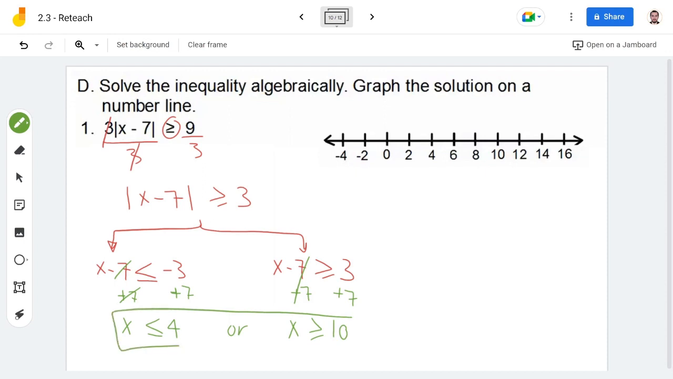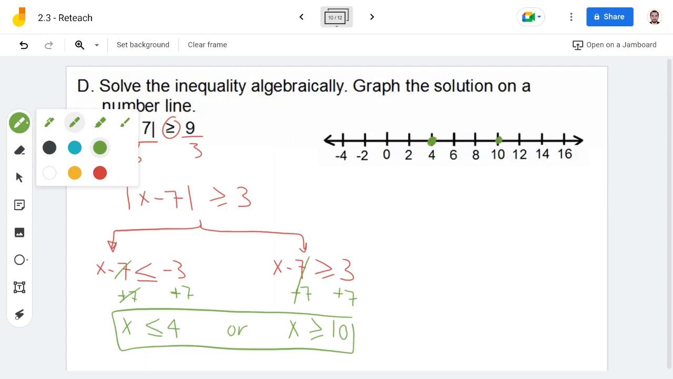Now let's plot this one on a graph. 4 is here and it's closed because it's equal. 10 is here, closed because it's equal. Now how can you know where you should go? Look to the inequality. From the 4, go to the left. On the 10, go to the right. So it will always be like this. Okay, clear? I hope this one is clear.